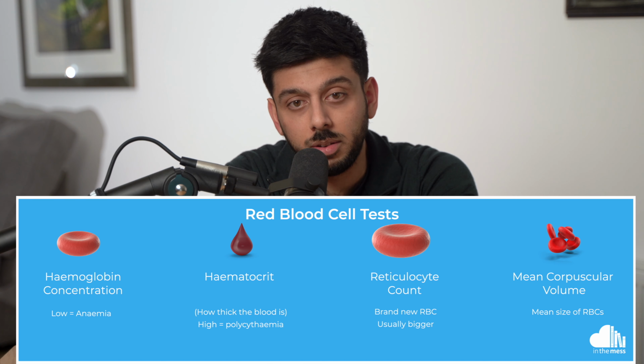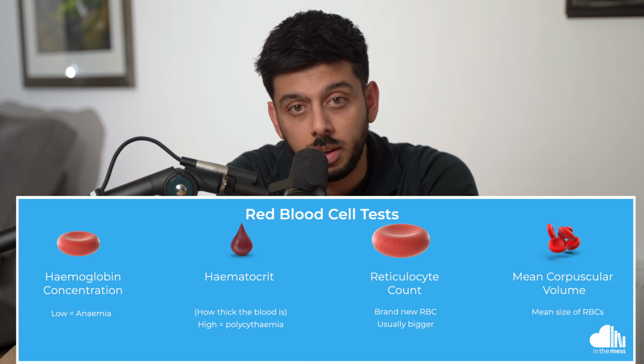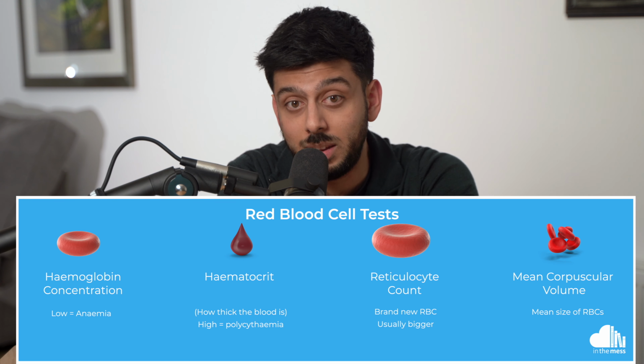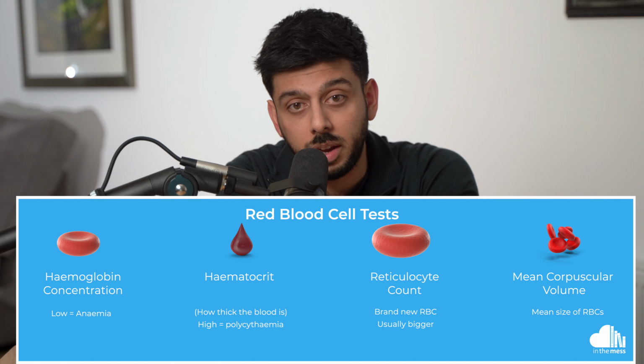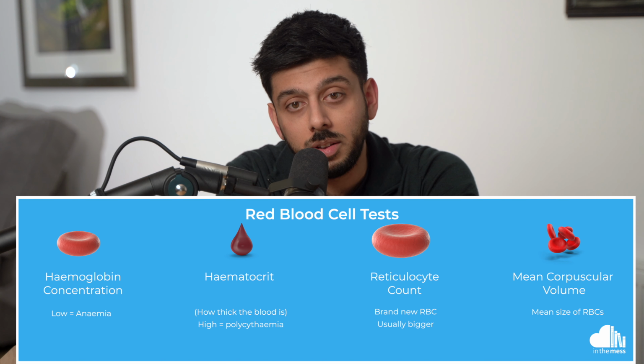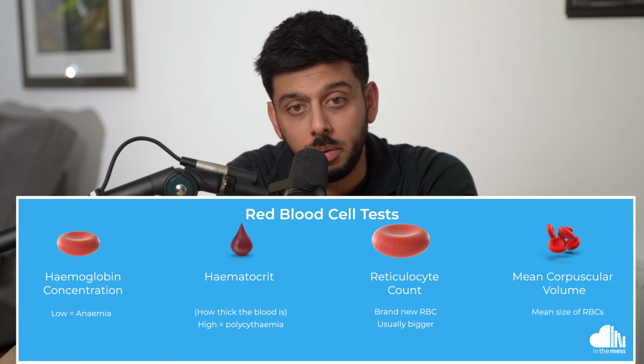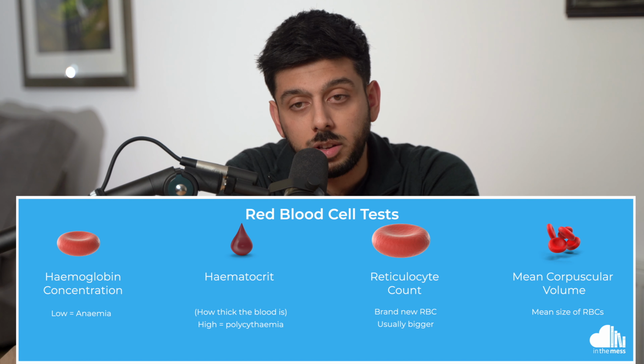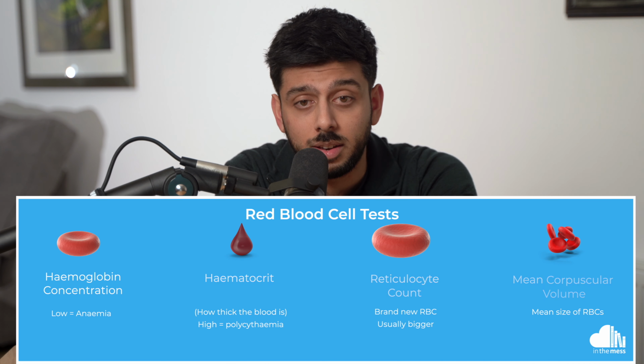Moving on to the red blood cells in a bit more detail. The basic red blood cell tests include a hemoglobin concentration, a hematocrit, a reticulocyte count, and a mean corpuscular volume. A hemoglobin concentration can be high or low. A low hemoglobin means anemia. Hematocrit tells you how thick the blood is, and if it's high, it usually indicates polycythemia. A reticulocyte is a brand new red blood cell from the bone marrow, and it's usually bigger than a mature red cell. Mean corpuscular volume tells you how big the red blood cell is, and it can be small, normal, or large.